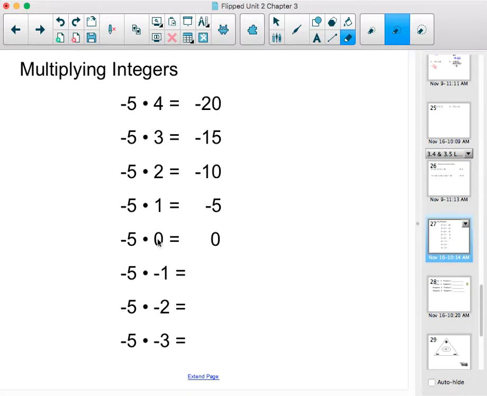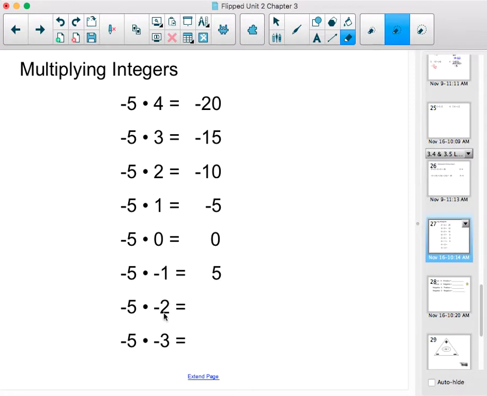So if we use this pattern to help us with the next multiplication problem here, we can keep adding 5, add 5, add 5, add 5. 0 plus 5 is positive 5. So that tells me that negative 5 times negative 1 is positive 5. So 5 times 1 is 5, and a negative times a negative actually results in a positive answer.